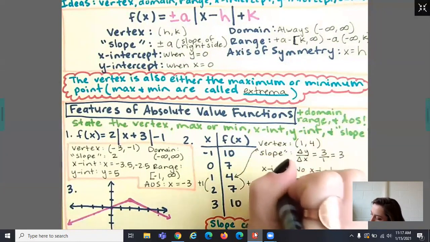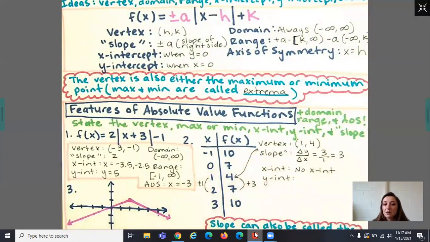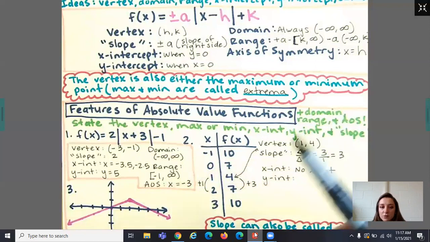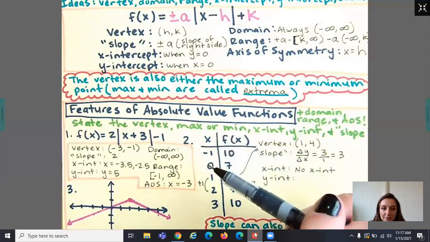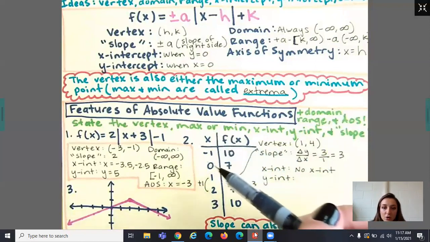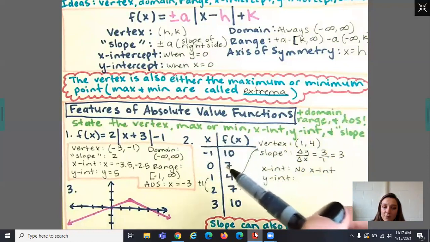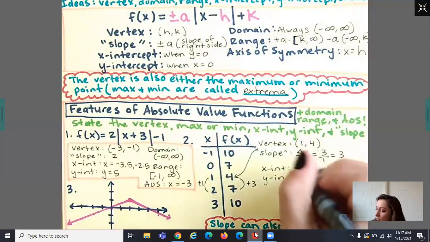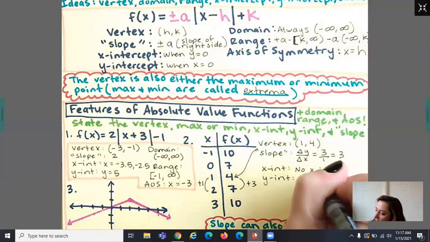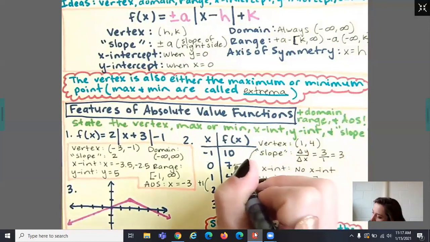All right, let's look at our y-intercept. And this is going to be where x equals 0. So looking on the x side, we do have a 0 right here. That means that your y-intercept, which is a y value, remember, is going to be y equals 7. And we can draw a little arrow up to that.